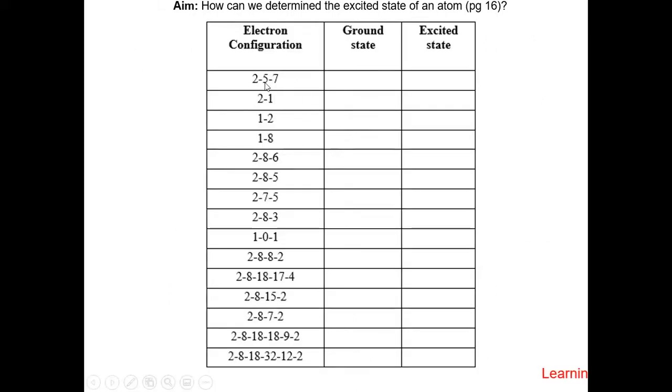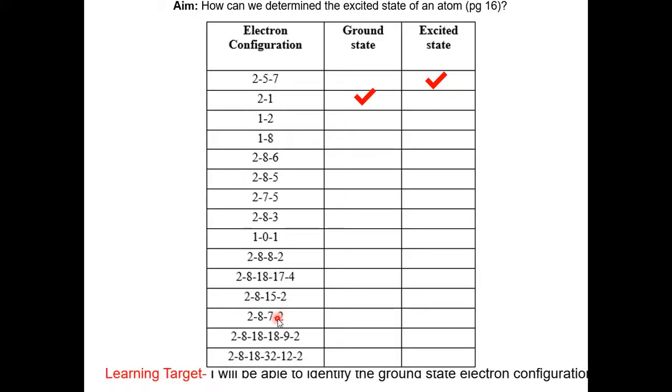Okay, so for the second practice, you're going to put a check mark if the following configurations are ground states or excited state. Let me do the first two. So the first one, that's an excited state. The second one is a ground state. So do the rest on your own. Pause the video and resume once you have the answer. Okay, so here are the answers.